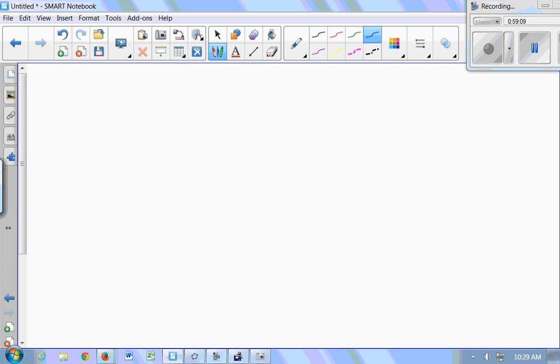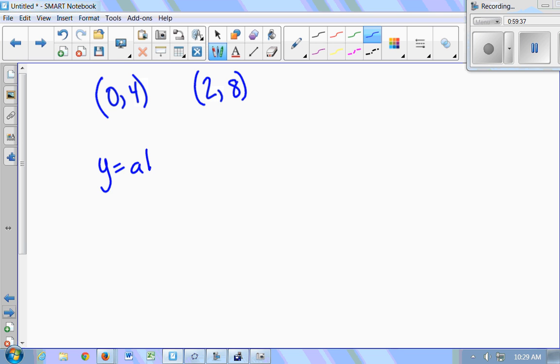It's usually easier. I picked a hard one. Let me pick an easy one. If I have the points 0, 4 and 2, 8, let's try that. Okay, so I know my function is a times b to the x. Put in one of your points. So I've got 4 equals a times b to the 0. But anything to the 0 is 1. So immediately I know a is 4.